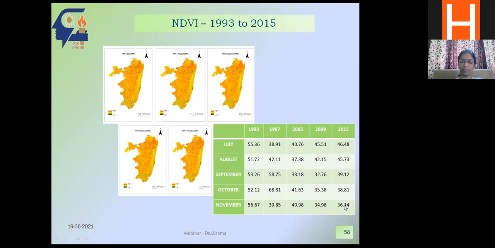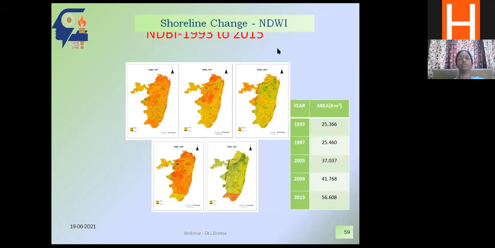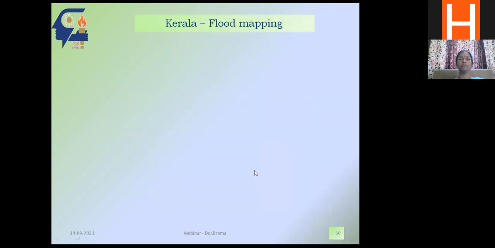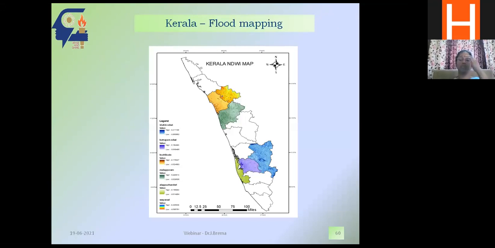This is the normalized differential building index. You can identify your buildings. So this will give you whether there is any increase or decrease in impermeability. Again, from 1993, 25.366 to 56.608. This is the increase in urban limits, urban expansion within this particular study area. Okay, this is in Kerala. With the 2018 flood we studied what was the impact of flood in 6 districts. These 6 districts had a severe problem because of the flood.